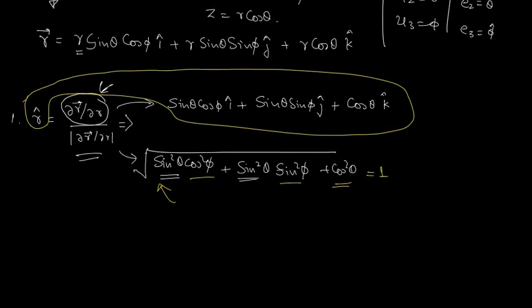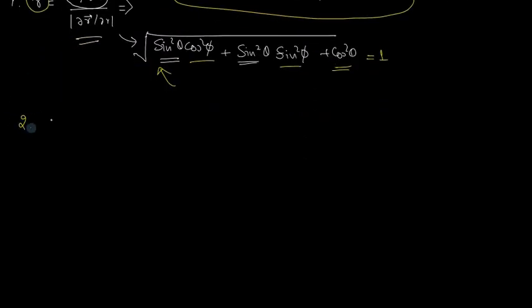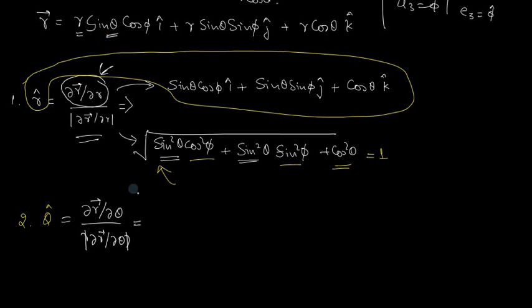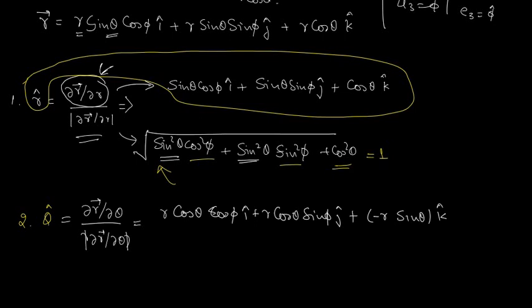So today's task is to calculate theta cap and phi cap. Second, your theta cap will be basically del r vector by del theta divided by mod of del r vector by del theta. Let us calculate del r by del theta from here. If you differentiate sine theta with respect to theta, it will give you cos theta. So I am writing a little bit faster: r cos theta cos phi i cap plus r cos theta sine phi j cap plus, the differentiation of cos theta is minus sine theta, so minus r sine theta k cap. And now you have to find the modulus of this.